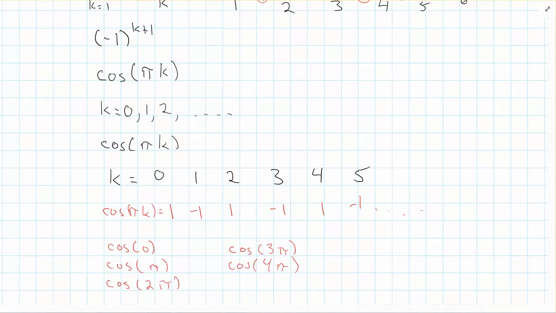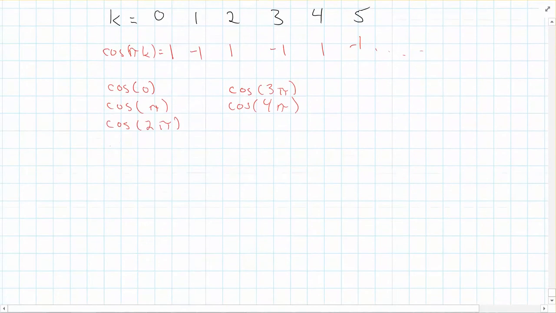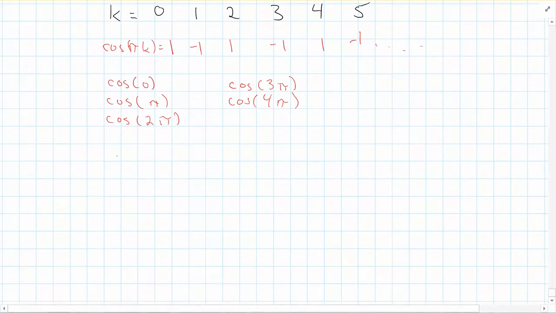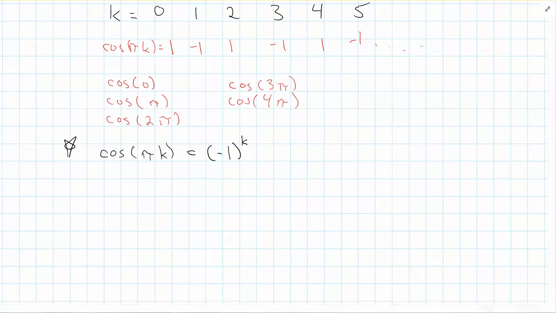So that's a key term here: cosine of pi k is equal to -1 to the k power. So that's something very important you want to remember, especially when it comes to alternating series.